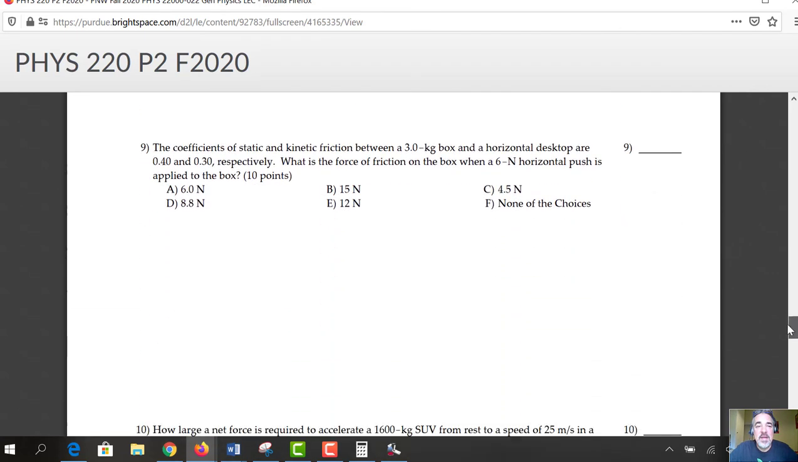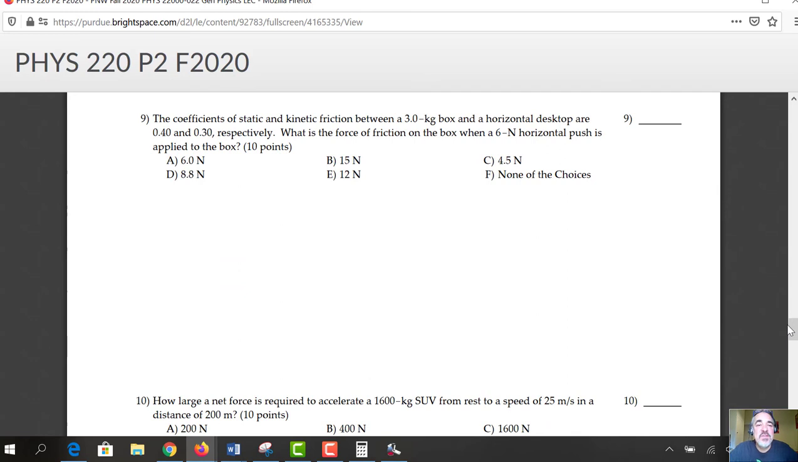Okay, number 9. The coefficient of static and kinetic friction between a 3 kilogram box and a horizontal desktop are 0.4 and 0.3. So this goes back to chapter 5. What is the force of friction on the box when a 6 Newton horizontal force is applied to the box? Okay, so you'll definitely see a problem like this. Let's take a look at it.